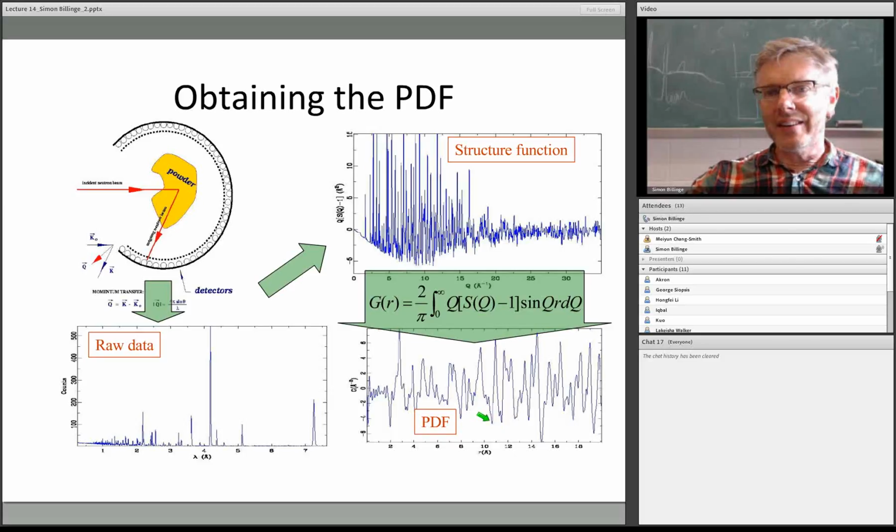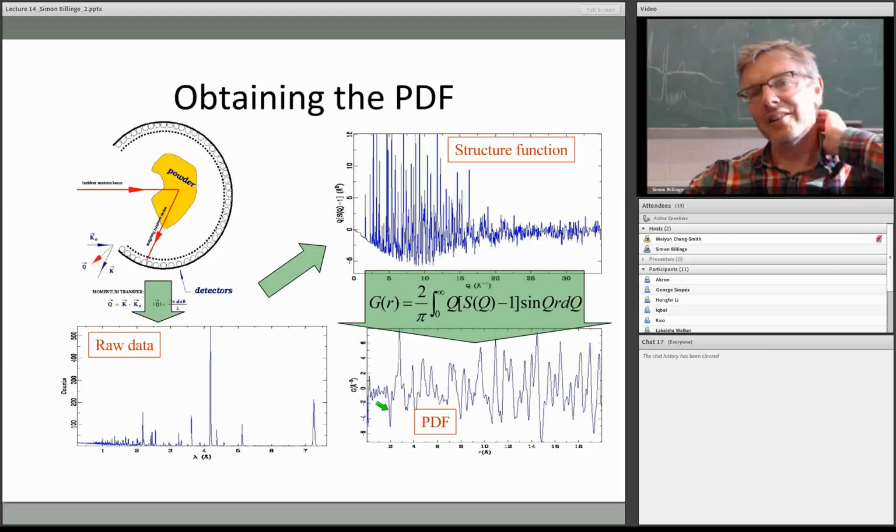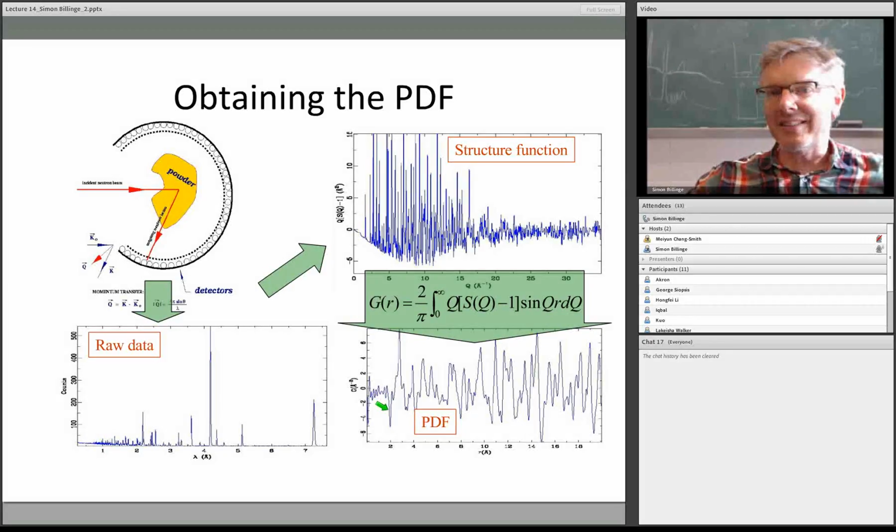And of course, there's a 0 probability of finding atoms closer than the nearest neighbor distance. And then this is a negative peak, which is a slight complication because these were neutron data, and it's got an atom which has a negative scattering length. So this negative peak is actually an inverted positive peak.